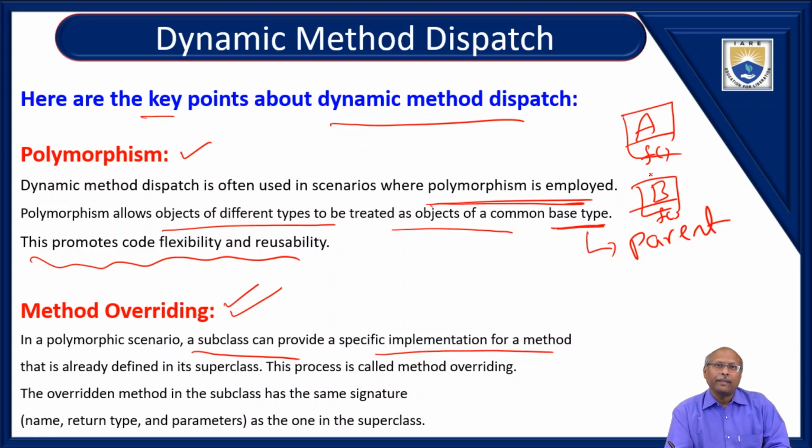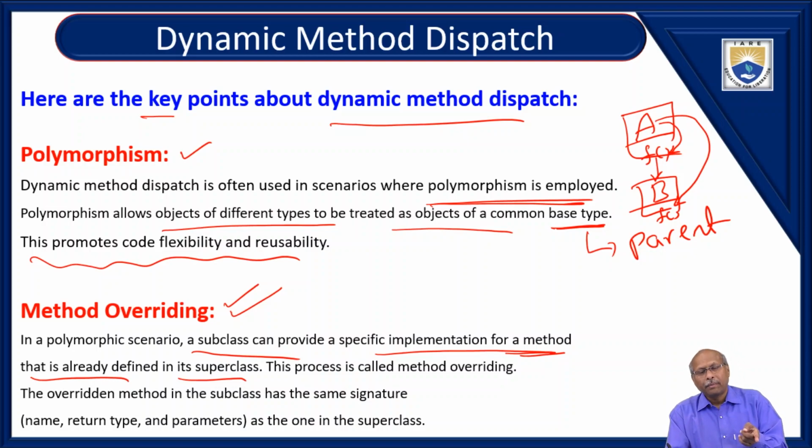Of course, the logic may be different, but the method names are the same. Here A is parent, B is child. So this parent can invoke either this F or this F also, because there are two F. Okay. So in a polymorphic scenario, a subclass can provide a specific implementation for a method that is already defined in its superclass. Whatever method you define in the superclass can be utilized by the parent also. So this process is called method overriding.